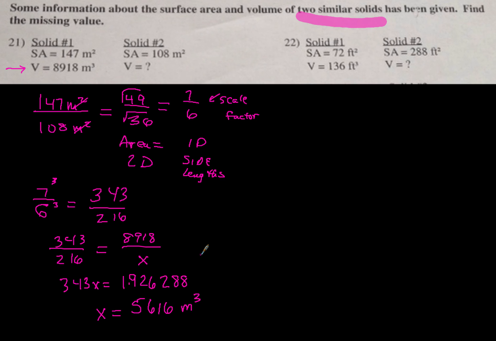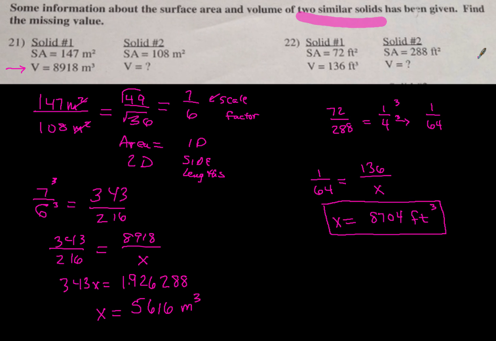You're welcome. All right, so hopefully you found the answer for this one. We got our scale factor of 1 over 4, but then when we cube it, because we're dealing with volume, we end up with 1 over 64. Setting up that proportion with 136 over x, the ratio of the corresponding values, you get a value of 8,704 cubic feet.